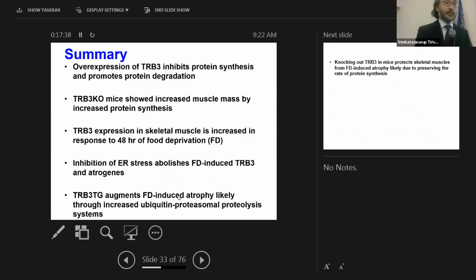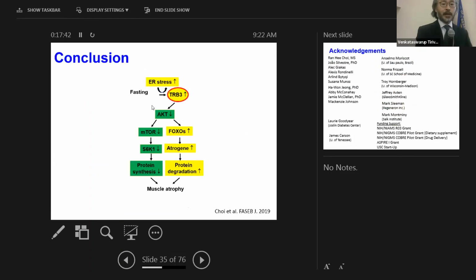Because of time, I'm just skimming the summary. In conclusion, we believe that fasting induces TRB3 through ER stress, which inhibits AKT and therefore suppresses the mTOR protein synthesis pathway, but activates FOXO and atrogene expression and therefore protein degradation. Therefore, we get muscle atrophy. Thank you for your attention.